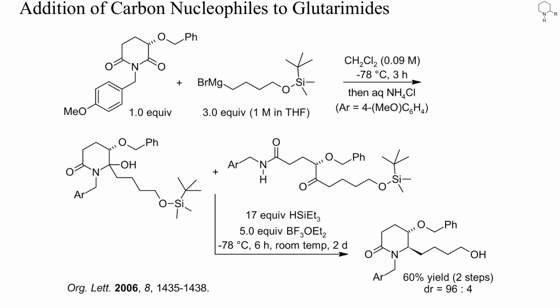Glutarimides may also be suitable starting materials for substituted piperidines. In this example, an excess of Grignard reagent was added to a glutarimide to yield a ketone as a mixture of open-chain ketone and cyclic aminal. Reduction with triethylsilane gave mainly one diastereomer of a piperidinone.